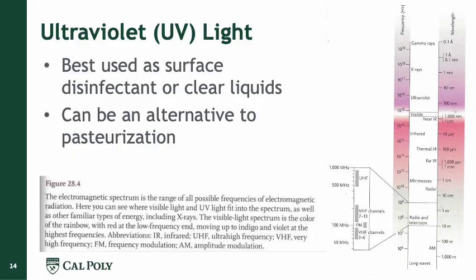So we need either clear liquids, like a clarified apple juice, or it's used for disinfecting surfaces like fruit surfaces, like papaya surfaces, where we can see some type of mold growth, or to prevent mold growth. So, disinfecting surfaces, or very clear liquids, and it can be an alternative to pasteurization, but it is mostly used for disinfecting surfaces.